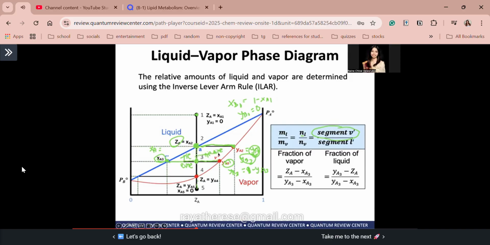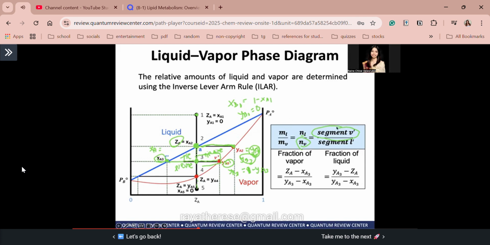Guys, this is it. This segment is with respect to the vaporus curve. Again, this segment V apostrophe corresponds to the vaporus curve. Then the moles of vapor is proportional to the segment L apostrophe. This is it. So this segment here is with respect to the liquidus curve. So later on, we will learn more on how to calculate the relative amounts of liquid and vapor.